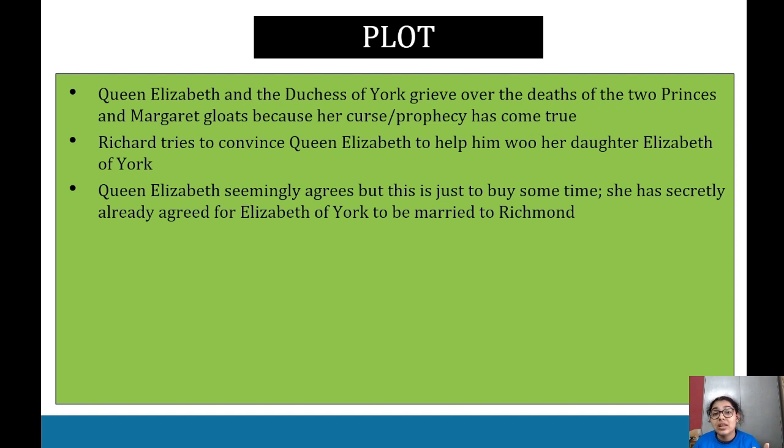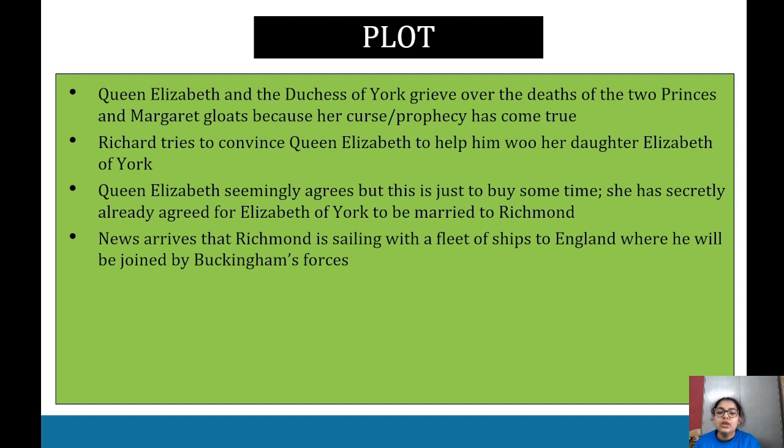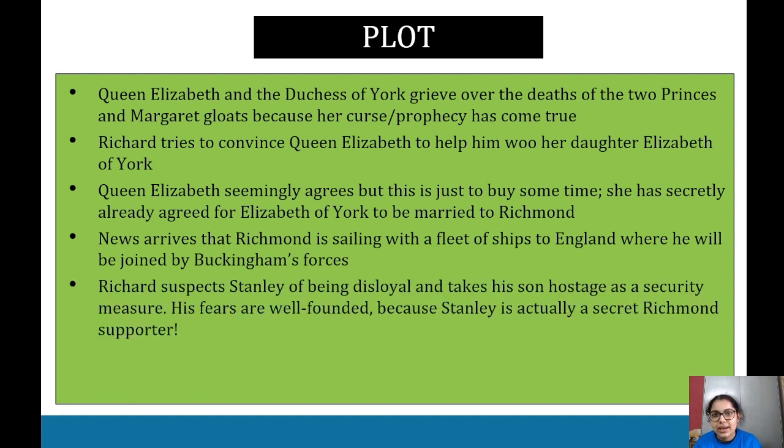She has secretly, though, already agreed for her daughter Elizabeth, the Duchess of York, the last legitimate remaining York of Edward and Elizabeth, to marry Richmond. News arrives that Richmond is sailing with fleets of ships to England, where he will be joined by Buckingham's forces. So now Richmond is gaining power.